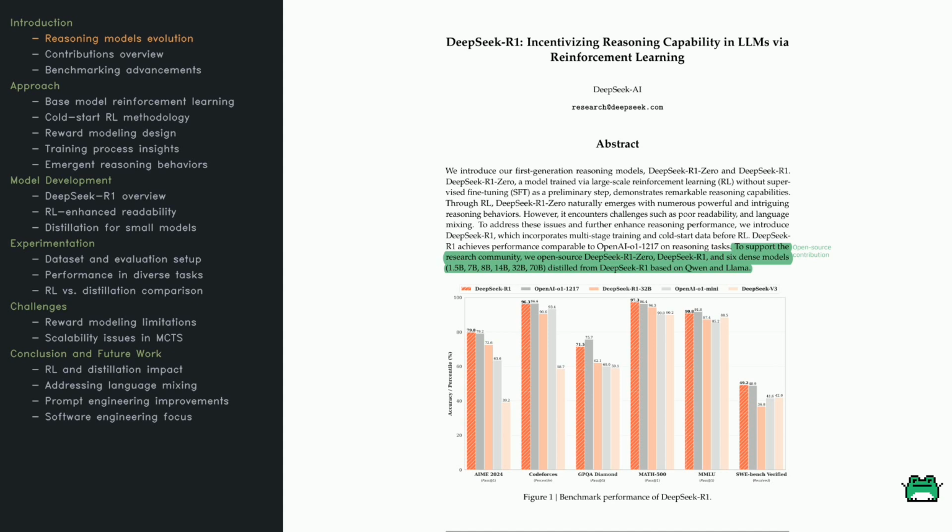Now take a look at Figure 1. It shows benchmark results comparing DeepSeek R1 against other top models. DeepSeek R1 leads or ties with models like OpenAI O1-1217, across tasks like math problem solving, MATH-500, multi-choice reasoning, MMLU, and domain-specific benchmarks.